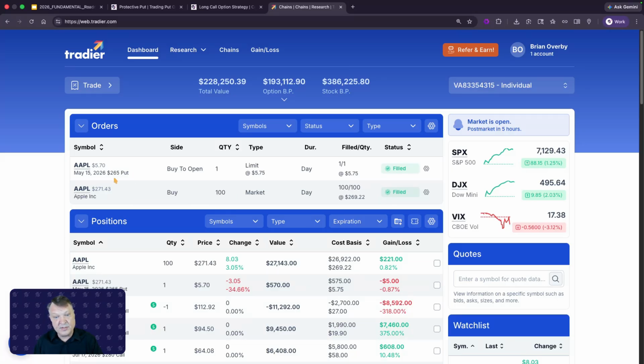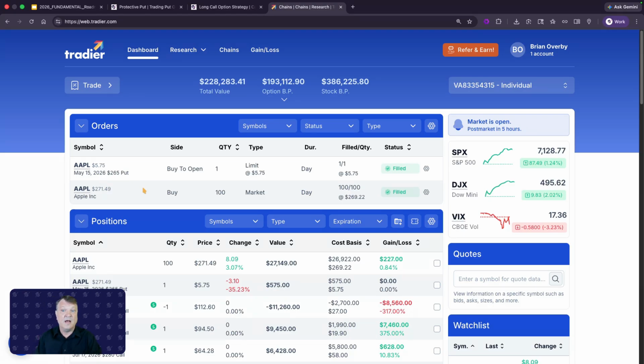We bought the 265 strike with Apple right now. We're going to say 270 to make the math easy, right? But it's 271.44. So we're just going to make the math easy. And that means from 270 down to 265, that's 5 points. Plus we paid $5.70. So that means that our total risk to Apple over the next 28 days, because we're looking at the May 15th expiration, is going to be $11.75. And that translates into 4% of the price of the underlying stock.